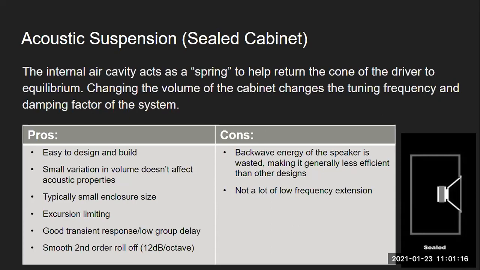Another benefit is that, because it's a sealed spring component, it is excursion limiting. That means if you have a driver that doesn't have a strong suspension, it can help limit the excursion for the amount of power you're putting into it. That's good because you don't want to overwork the mechanical components of the speaker, because things could break.